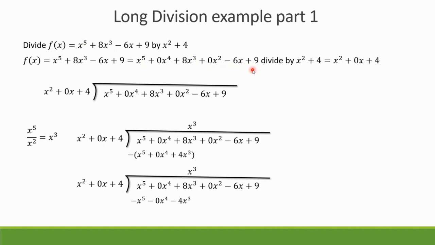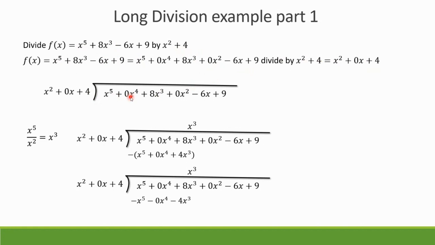That's what we have here. And also for the divisor, x squared, there's no x term, we put that in, 0 times x plus 4. That's what we get here. Okay, good. So then we have, just like in long division of real numbers, we have this set up.